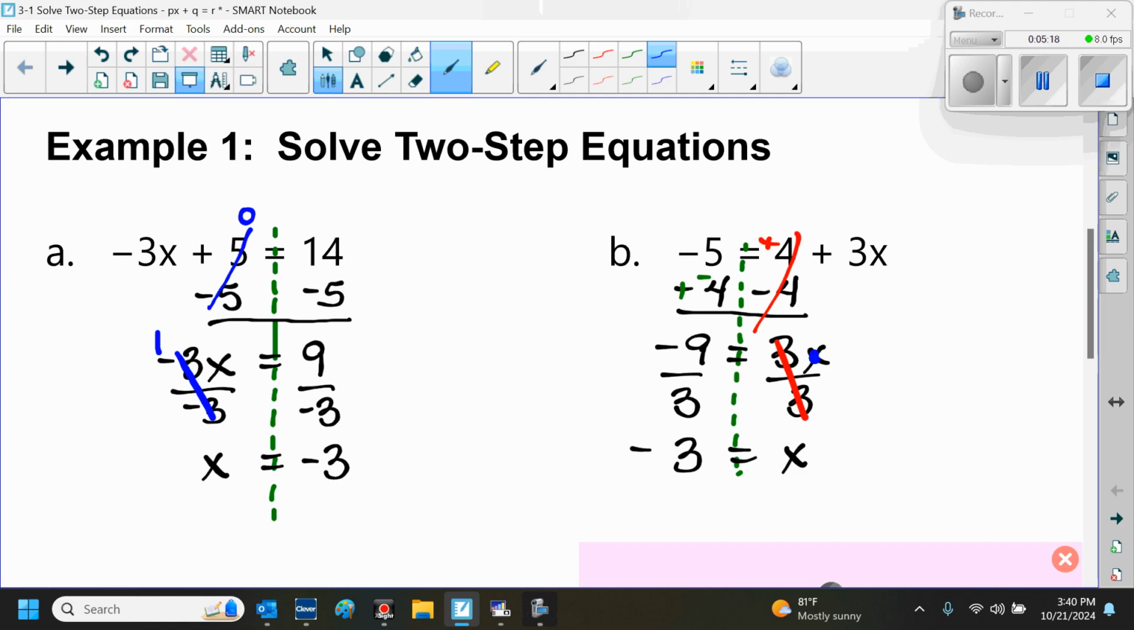Now, we're going to cover up the x. So that means we want to get rid of the 3. Now, because that says 3 times x, we're going to divide by 3 on both sides. So those 3's cancel to 1. 1 times x is x. And negative 9 divided by 3 is negative 3.